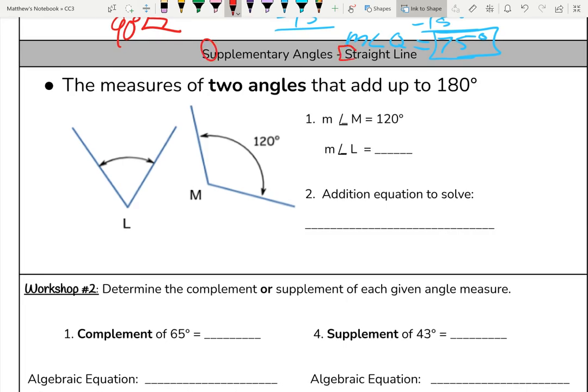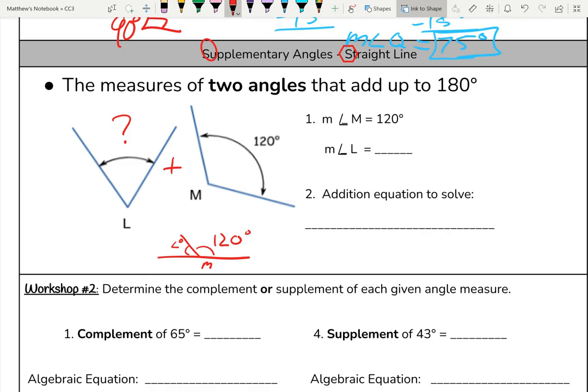So next we're going to look at supplementary angles. And I look at the S in supplementary and the S in straight line. In other words, if I were to put these two angles together, it would create a straight line. And since I know that the measure of angle M here is 120 degrees, I can use that to figure out what the measure of angle L here is, which I don't know.